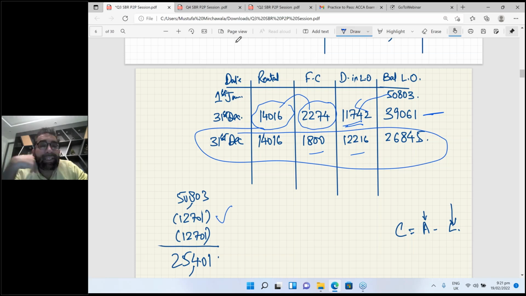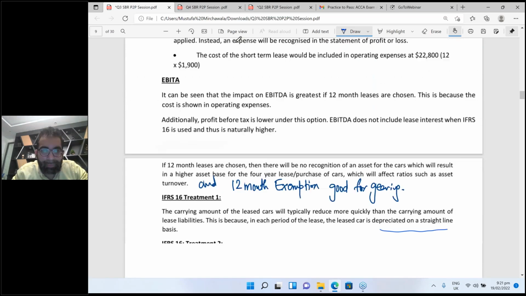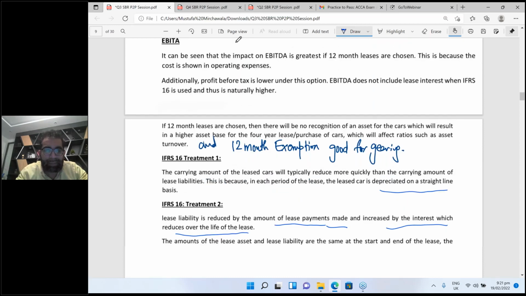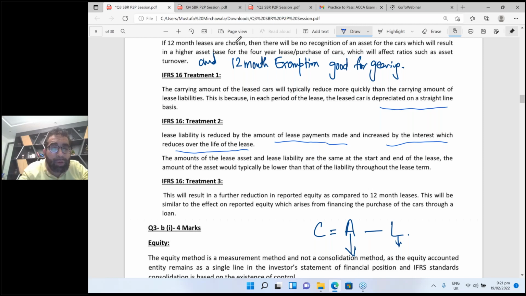Okay, so what will be the impact on the equity? Let me show you. See this. C is equal to A minus L. The liability is going down at a slower pace, but the asset is going down at a higher pace. So the asset will be much lower, so finally your equity will be lower. Just think, C is equal to A minus L. Capital is equal to assets minus liabilities.